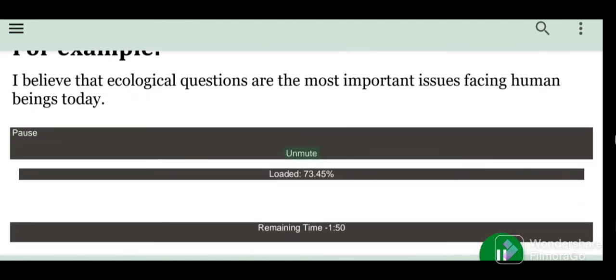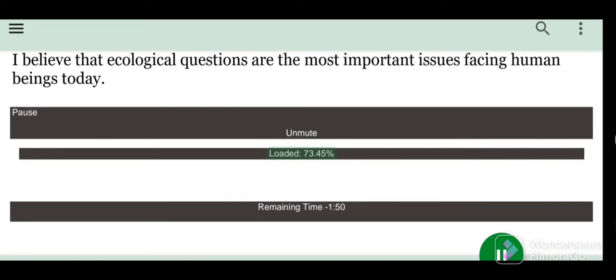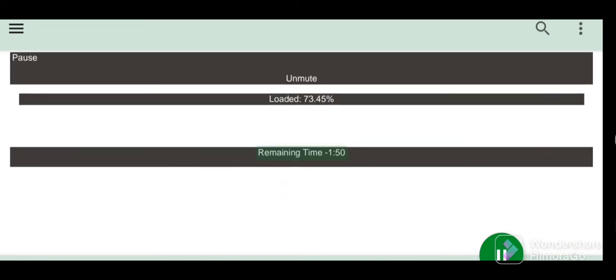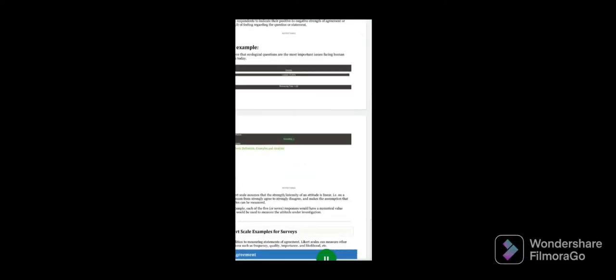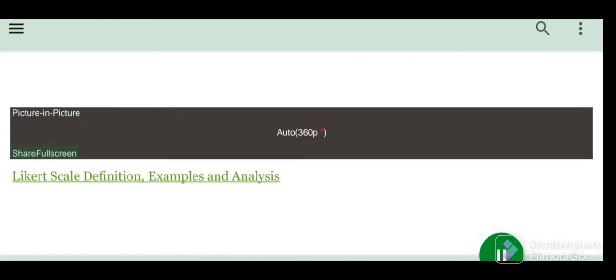Pause. Unmute. Loaded, 73.45%. Remaining time 150 picture in picture. Auto 360 PLQ. Share full screen.